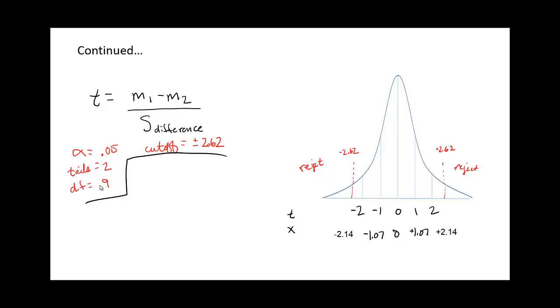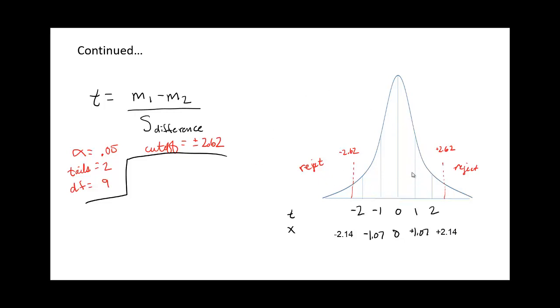And the degrees of freedom is equal to 9. That's the total degrees of freedom. Group 1 has 5 people, group 2 has 6 people. So that means that 5 minus 1 is 4, 6 minus 1 is 5, and 5 plus 4 equals 9. That's the total degrees of freedom. In my t-table, I found that the cutoff score for the parameters that we have set is equal to positive or minus 2.62, which I've placed on our comparison distribution.